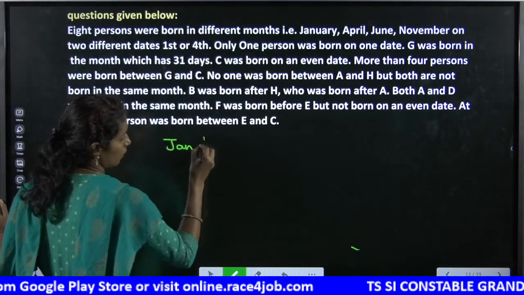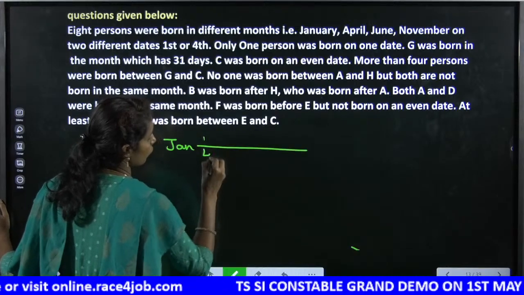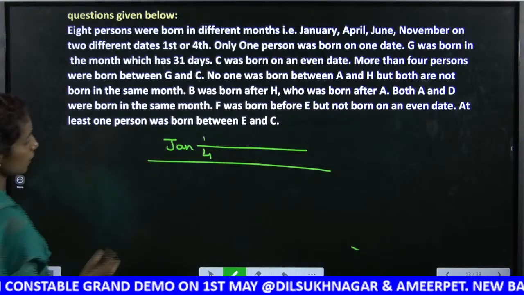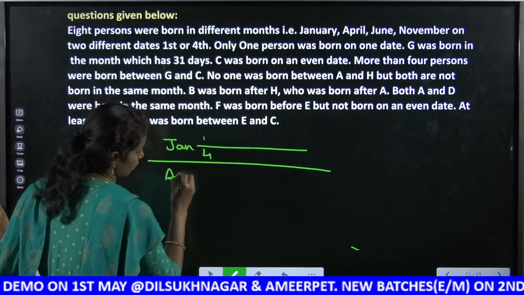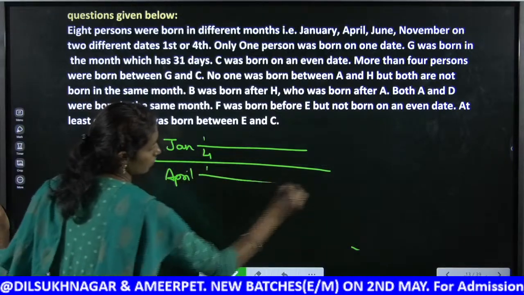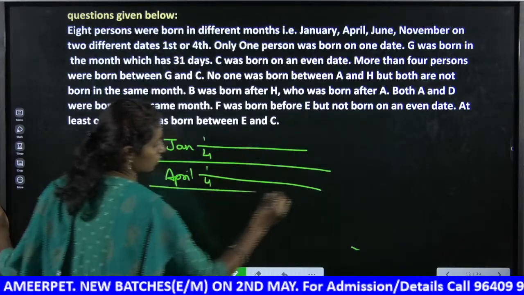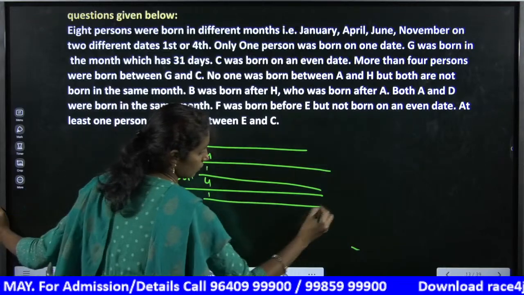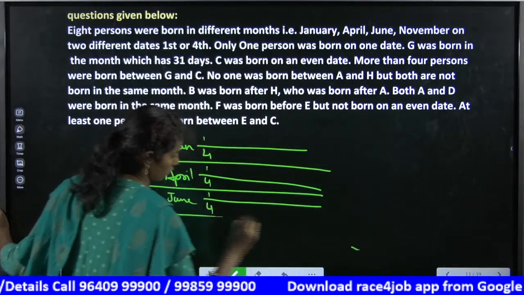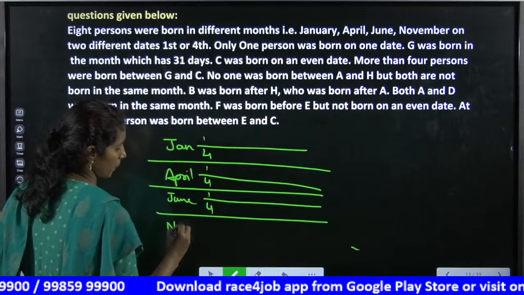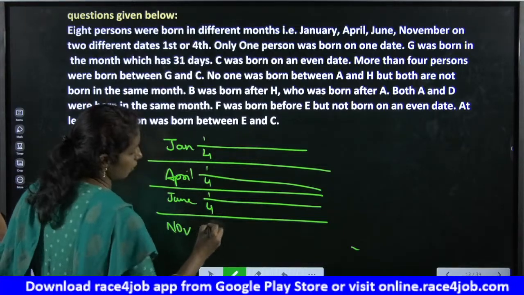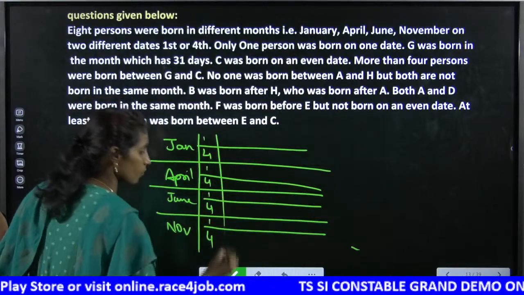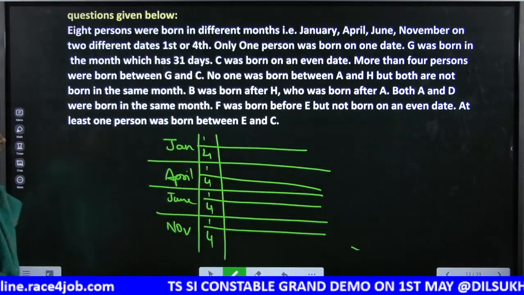January 1, 4. April month 1, 4. June month 1, 4. November, yes, November 1, 4. Here we have 2 different dates.